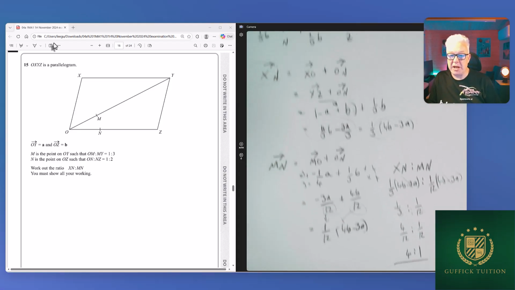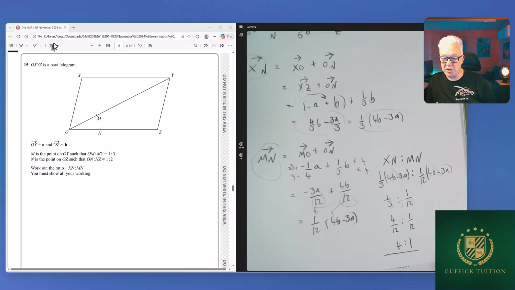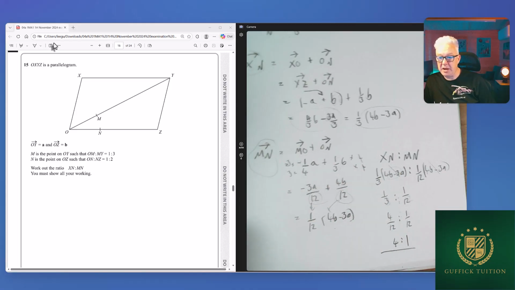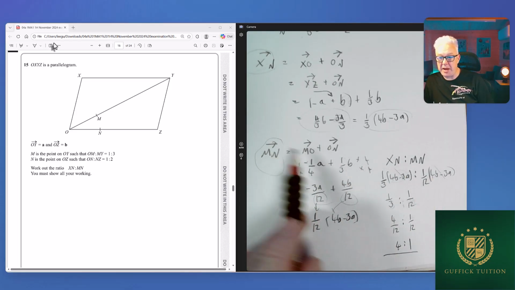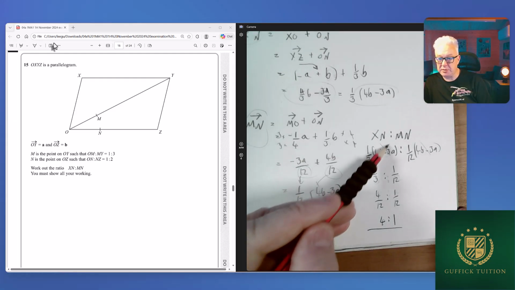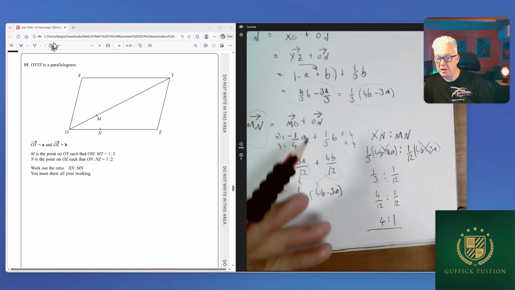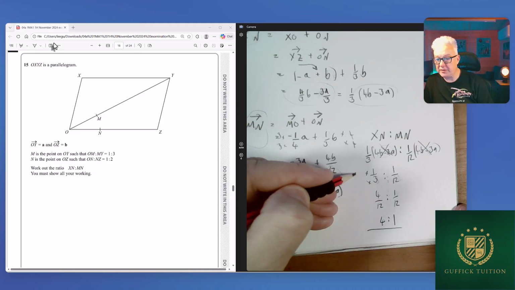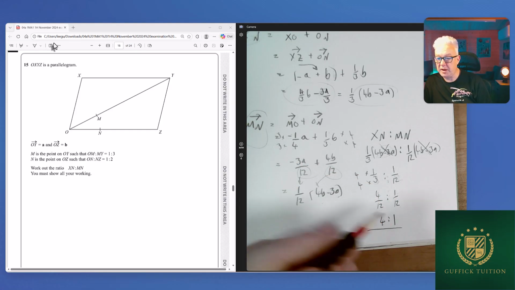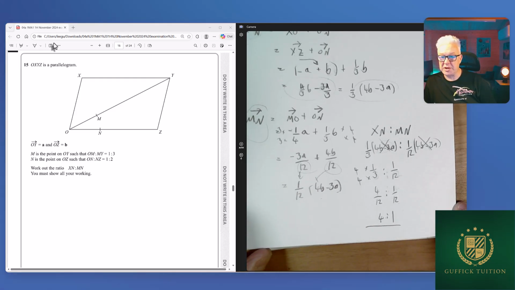So we've got an expression now for XN, we've got an expression now for MN, so let's put them in a ratio next to each other. So we've got 1/3 (4B minus 3A) is our XN, and we put that in a ratio with MN, which is 1/12 (4B minus 3A). So we can cancel that vector out from both sides, and we've got the ratio of 1/3 to 1/12. If I times the numerator and denominator of this one by 4 to get the same denominator, that's the same as 4/12 to 1/12. And then if you times both sides by 12, you end up with the ratio 4 to 1, which is our final answer.